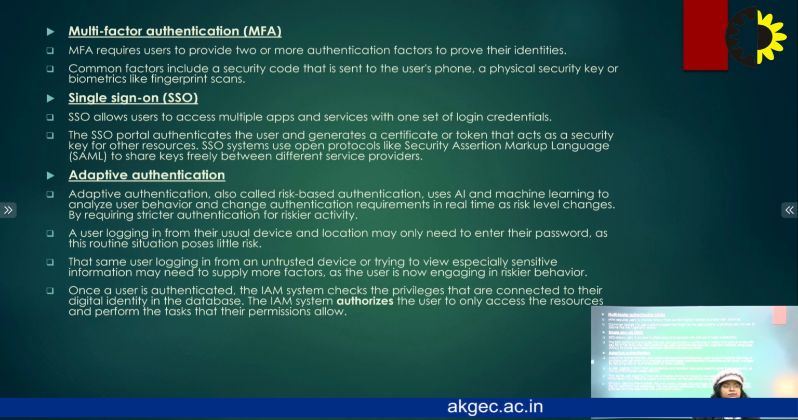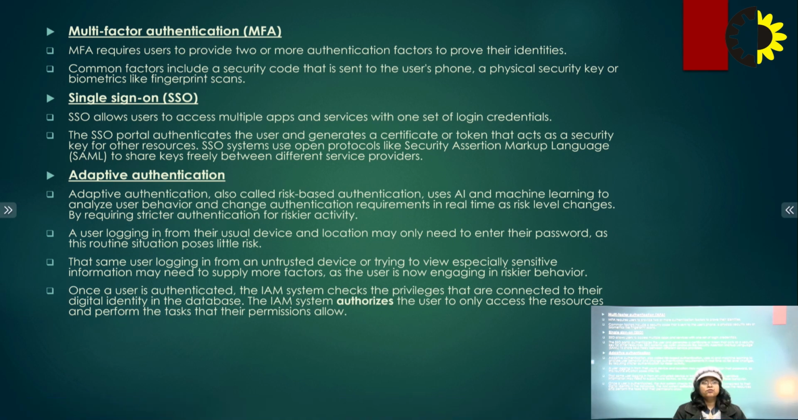Adaptive authentication, also known as risk-based authentication, uses AI and machine learning to analyze user behavior and change authentication requirements in real time. A user logging in from their usual device and location may only need to enter their password. If they change devices or access from a different location, they need more. The same user logging in from an untrusted device or trying to view especially sensitive information may need to supply more factors, as the user is now engaging in risky behavior.